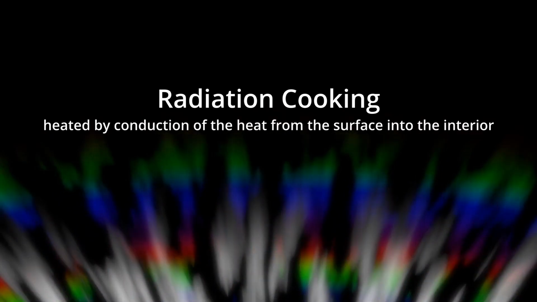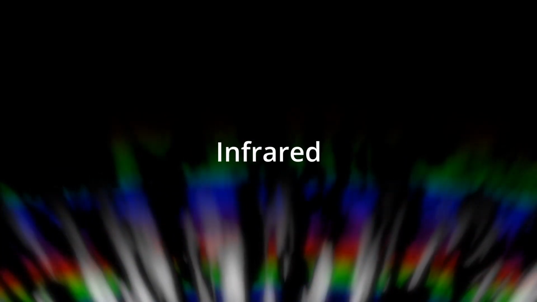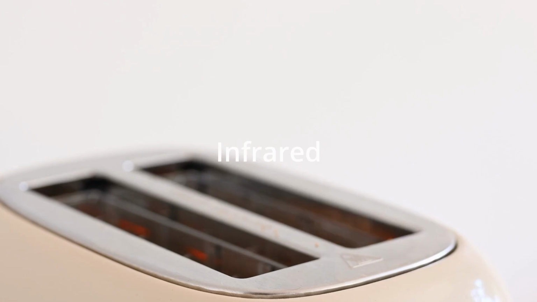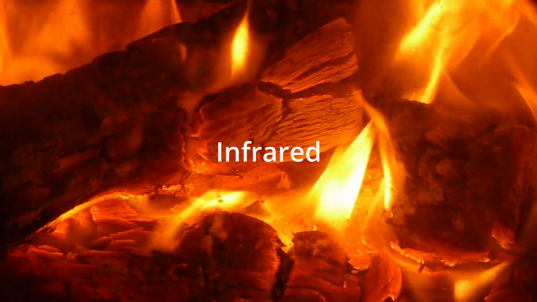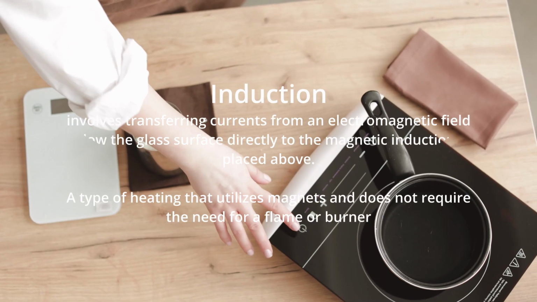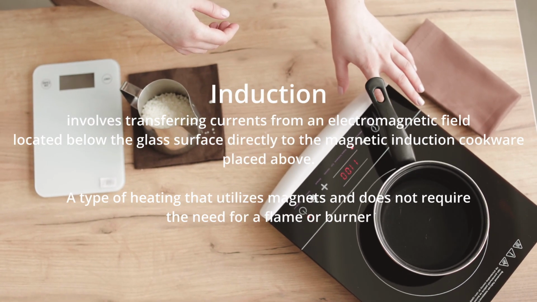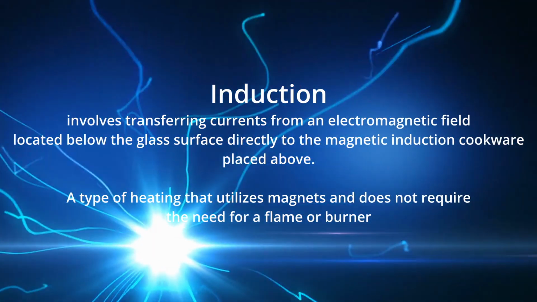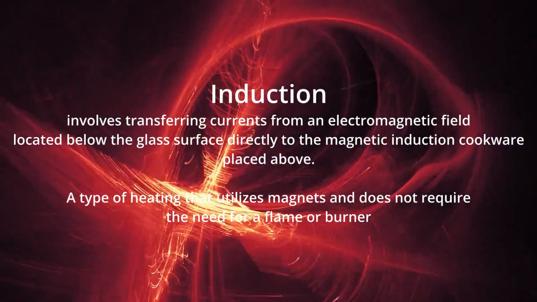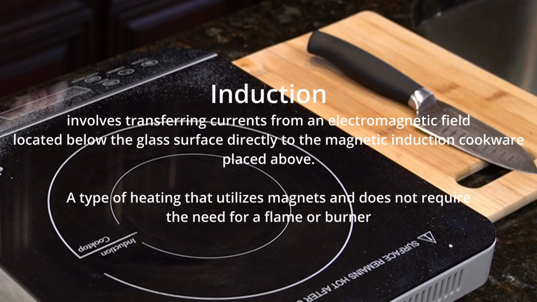Types of radiant heat include infrared, which uses an electric or ceramic heating element at such a high temperature that it gives off waves of radiant heat. Toasters and broilers and hot coals are examples of infrared heat. Microwave is another form of radiant heat, and induction. Induction is a type of instant radiant heat. The method of heating involves transferring currents from an electromagnetic field located below the glass surface directly to the magnetic induction cookware placed above. Induction is a type of heating that utilizes magnets and does not require a flame or burner.